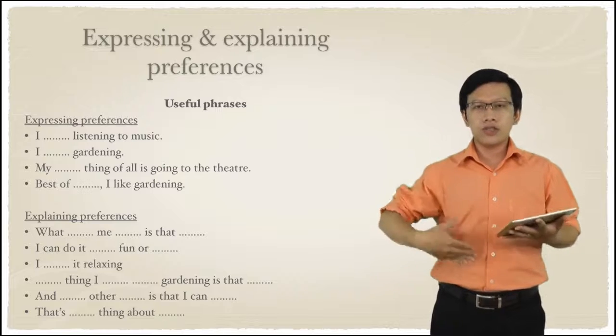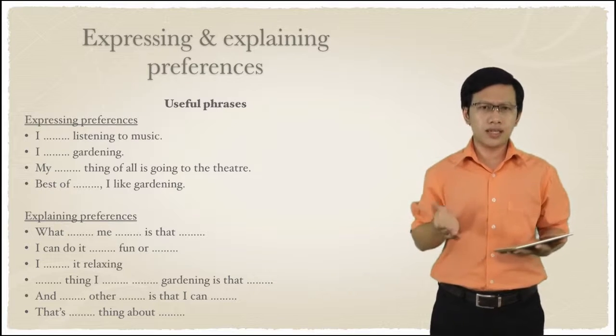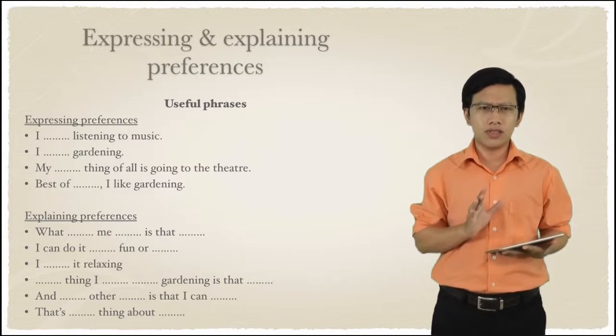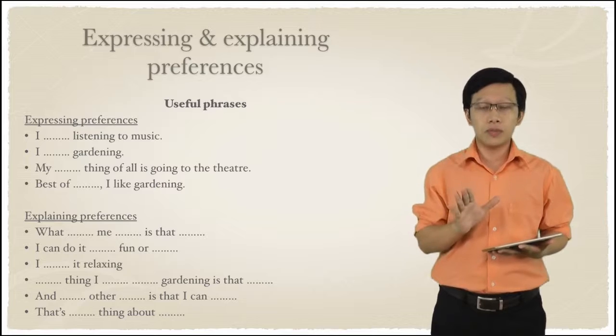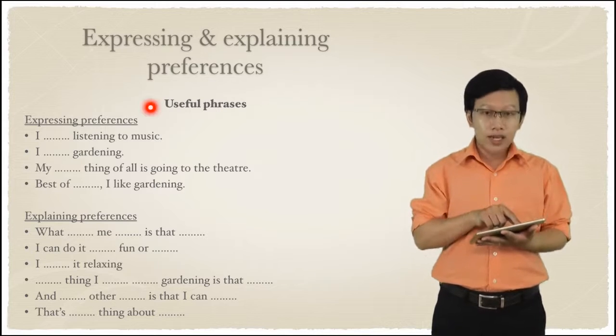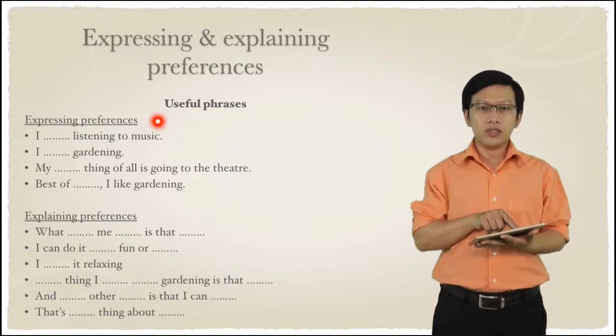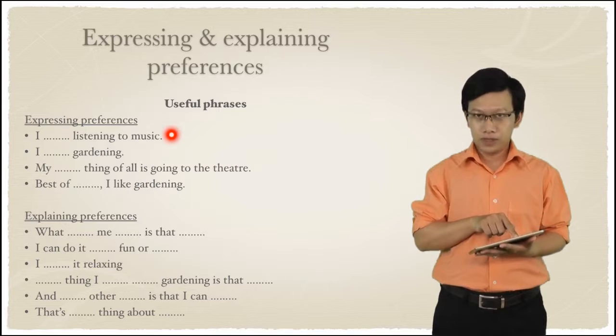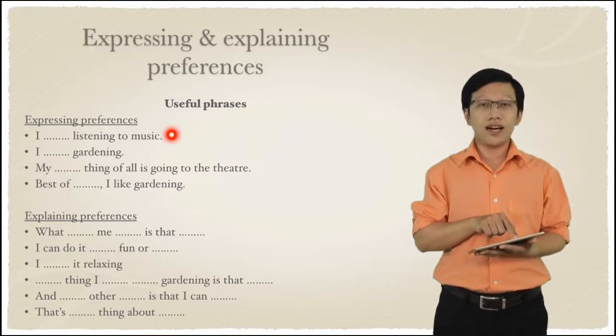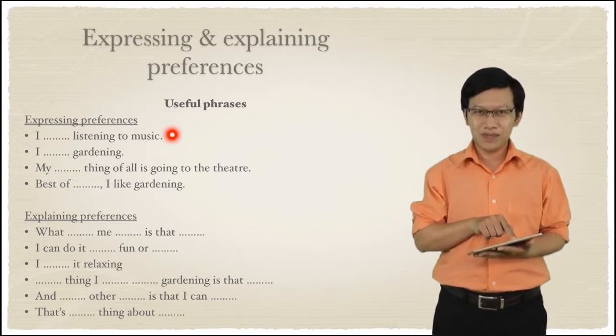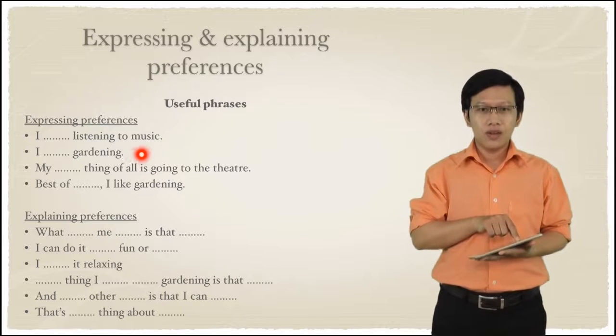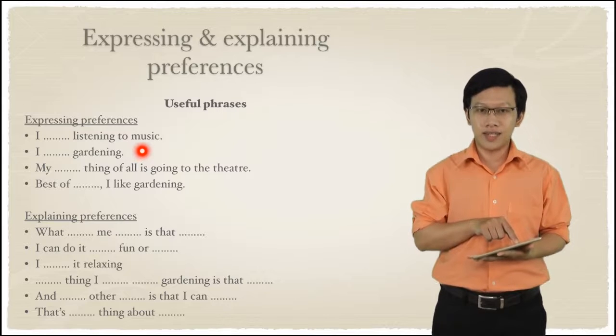Now, let's go to the phrases. How do you express and how do you explain your preferences? There will be phrases to help you to do this. To express preferences, you can use verbs. For example, you say, I love listening to music. I like listening to music. I enjoy listening to music. Very simple verbs. Or I love gardening. I enjoy gardening.